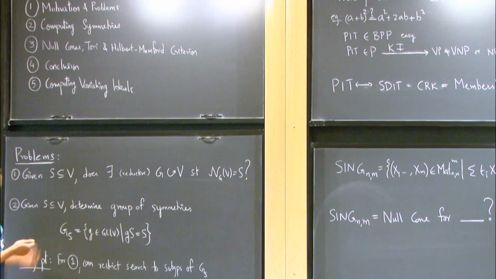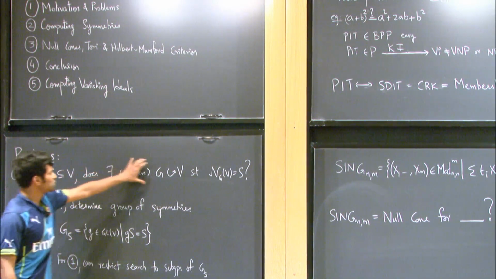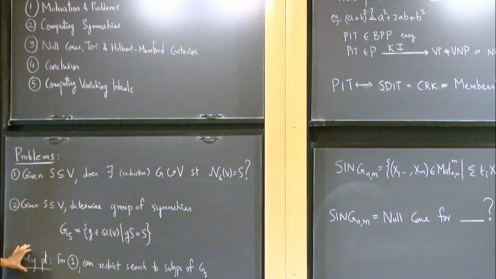So I'm going to ask the second question. Given some subset of my vector space, what are all the linear transformations that preserve this subset? This is an even more natural question to ask, and probably even more natural in far more contexts than the one I've presented. Okay? And basically why this is important for us is that, look, initially you were searching for all kinds of reductive groups acting. If you can compute this group of symmetries, then you can restrict your search to subgroups of this group of symmetries, which is hopefully much smaller. Okay, baby steps.